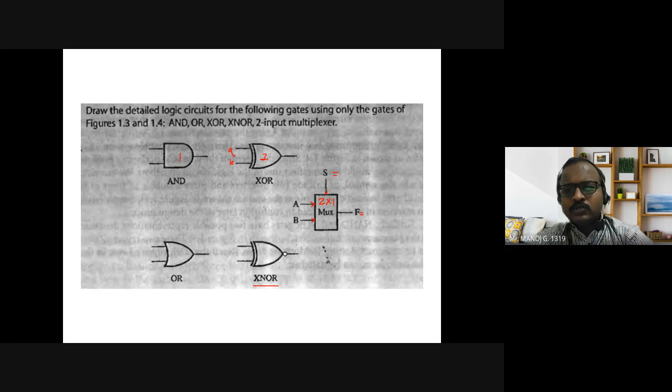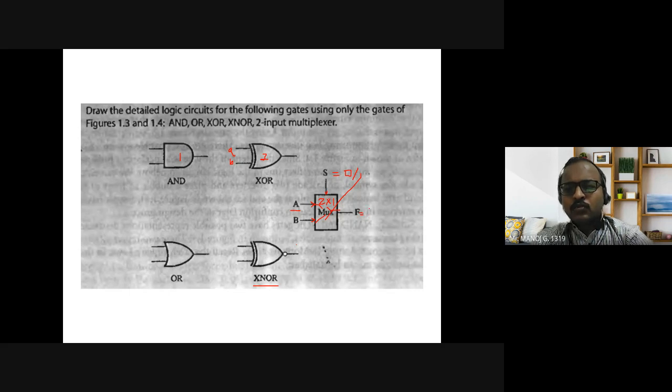The select line is used to select any one input. If the select line is 0, there will be a switch kept inside. The switch will close and it will select A. Is that clear? So the input would be connected over here and the output will come across this. And if the select line is 1, then the B switch will be closed and the output will come across this.